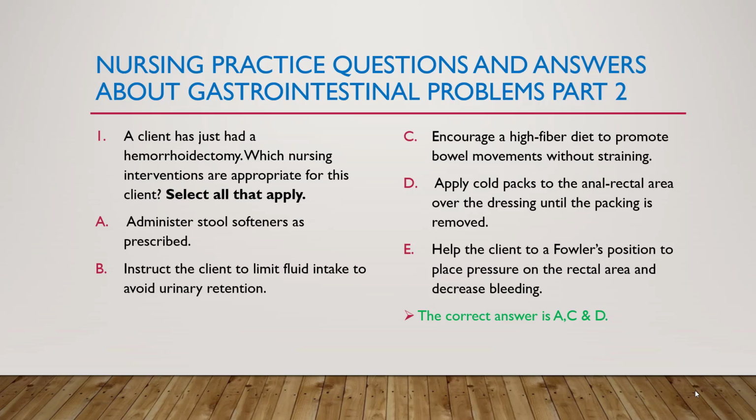So the correct answer for this question is options A, administer stool softeners as prescribed. Option C, encourage a high fiber diet to promote bowel movements without straining. And finally, option D, apply cold packs to the anal rectal area over the dressing until the packing is removed.